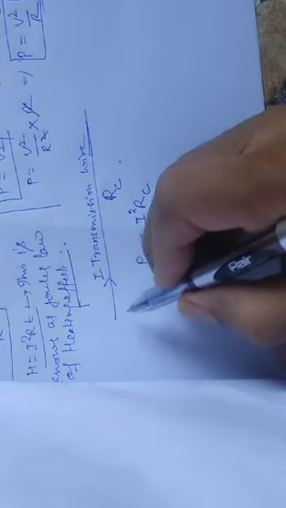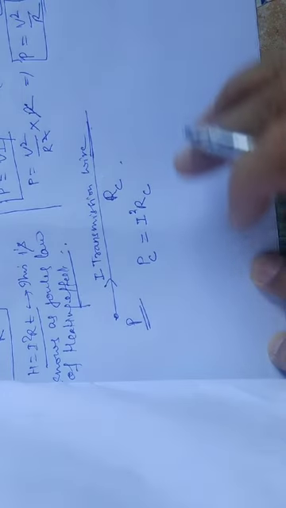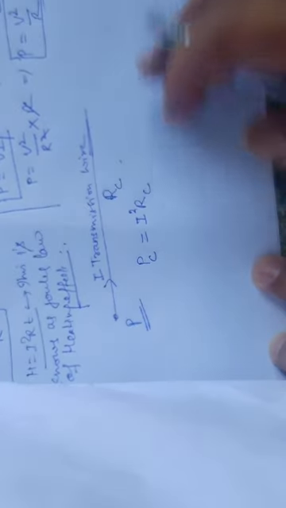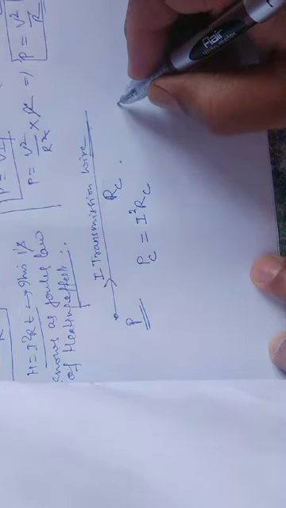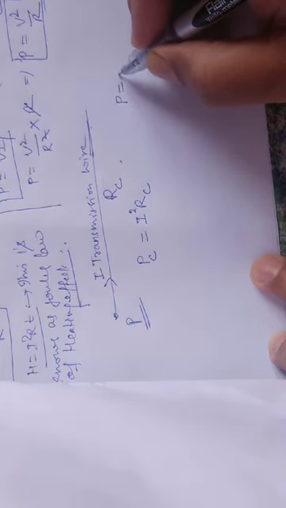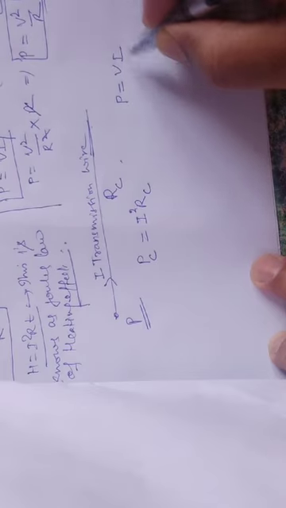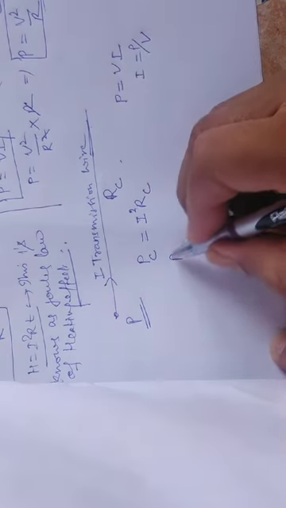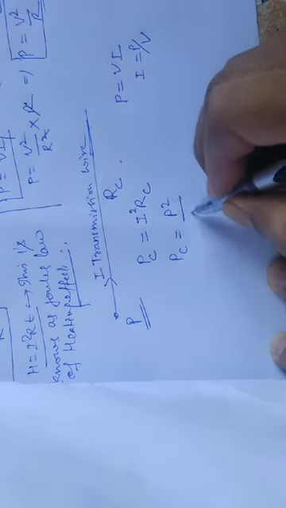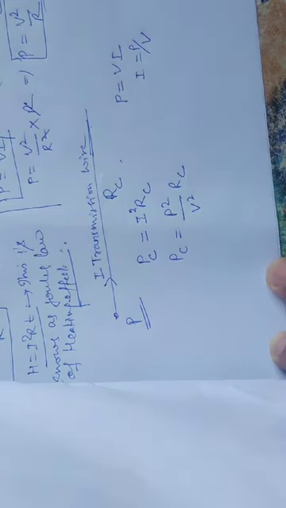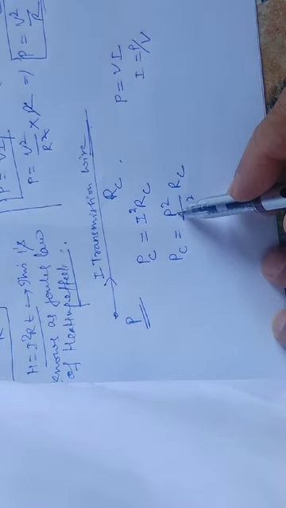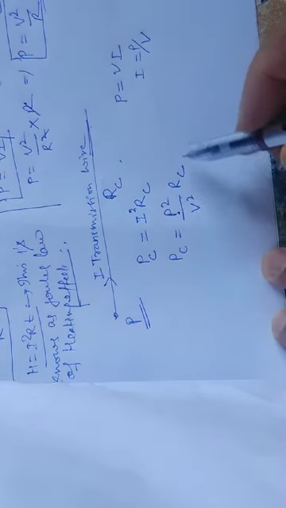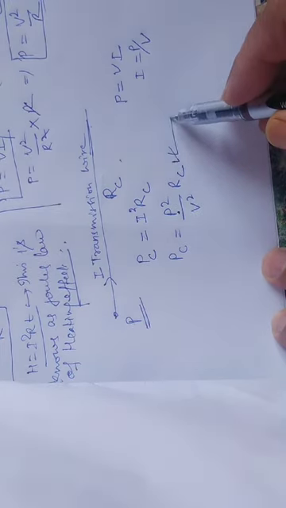Now if power P is to be transmitted through the cable, then P is equal to V into I. So I is equal to P by V. So the power loss PC is equal to P square by V square into RC. So in order to transmit power P, the amount of electrical energy which goes waste is given by this expression.